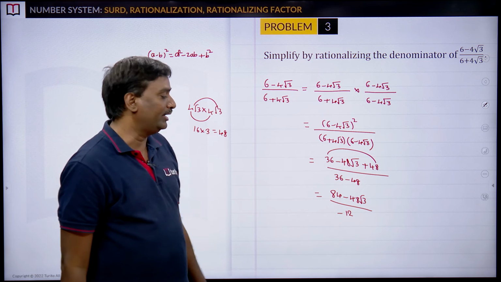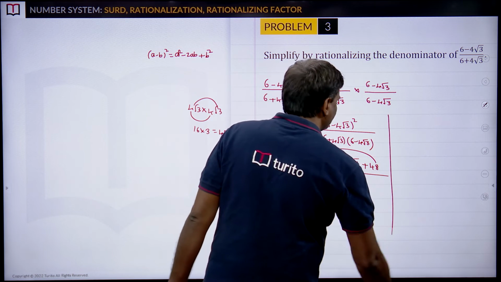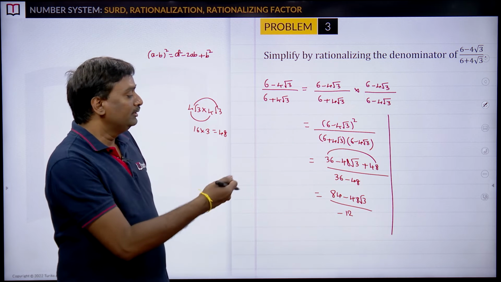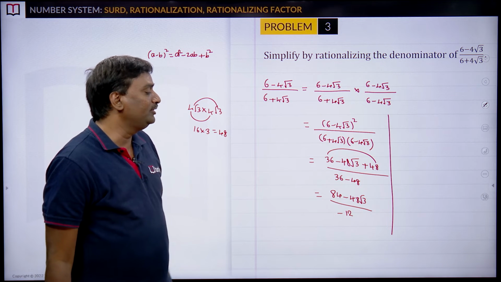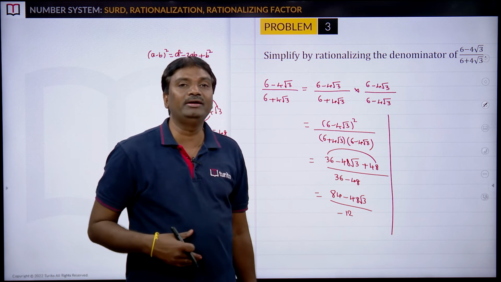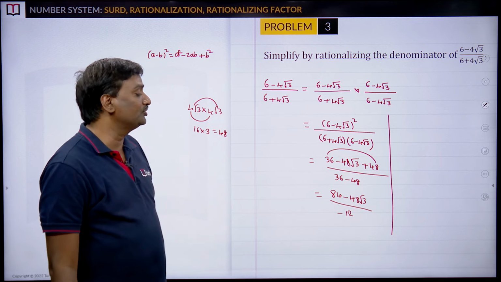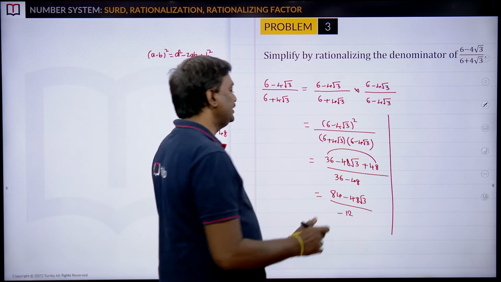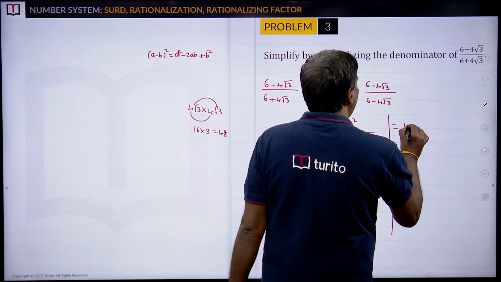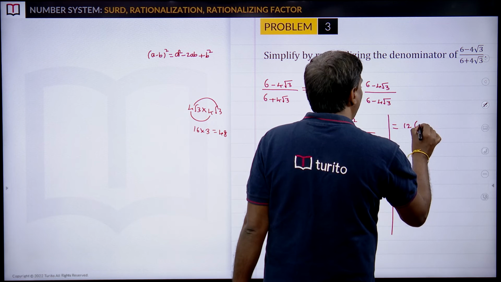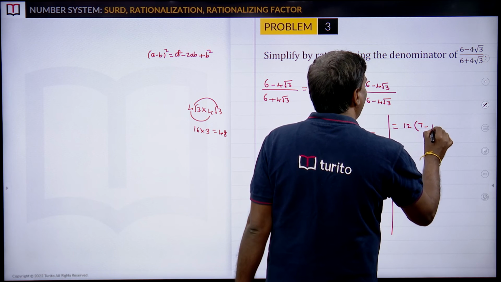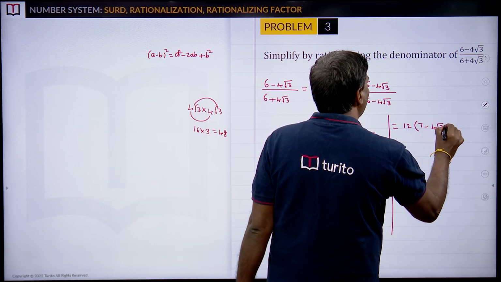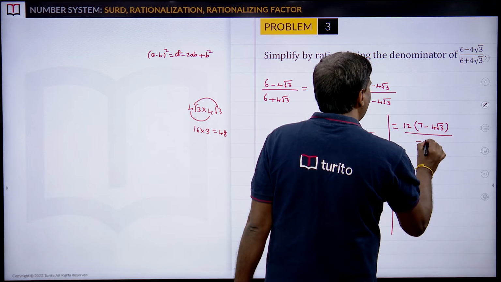So, that is why I have taken that as minus 12. Now, 84 minus 48 root 3, in the numerator for 84 and 48 we can take 12 as common. So, 12 sevens are 84, 12 fours are 48. So, by taking 12 as common in the numerator, 12 times 7 minus 4 root 3, by the denominator minus 12.